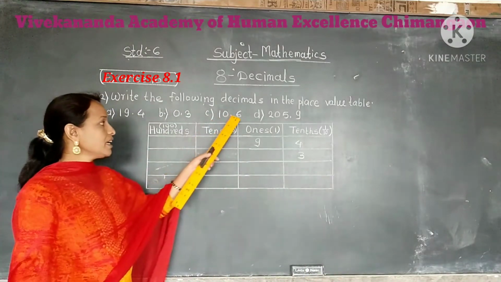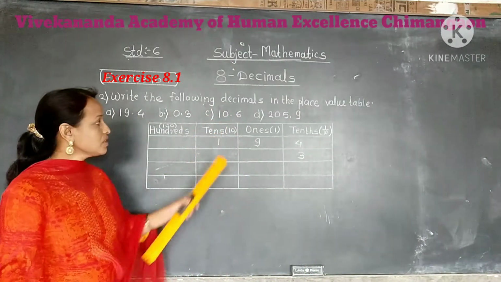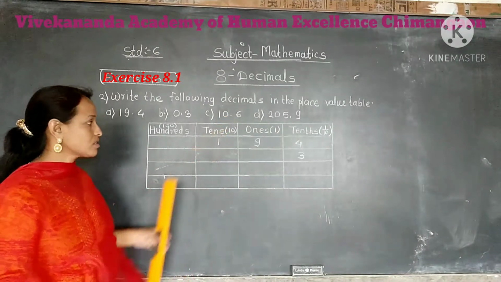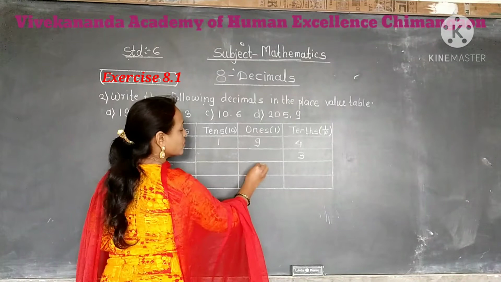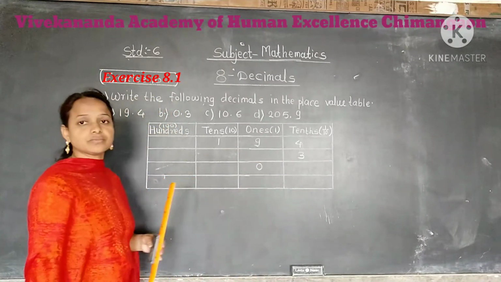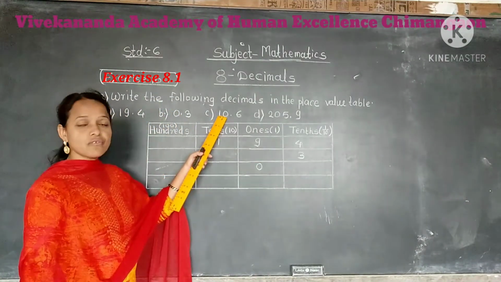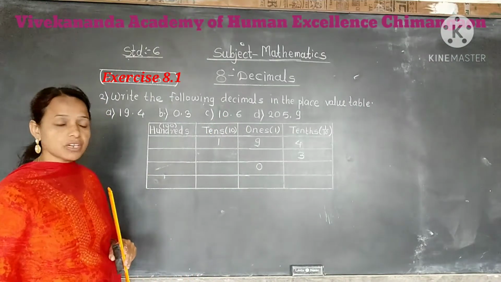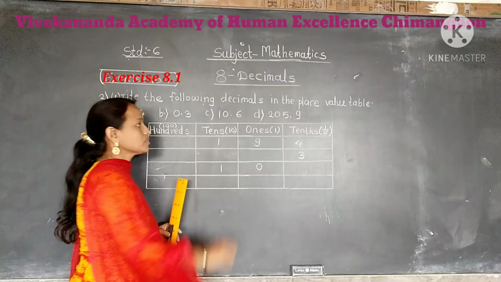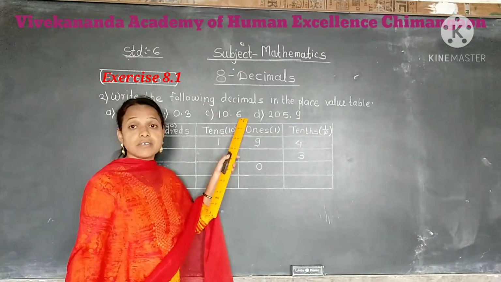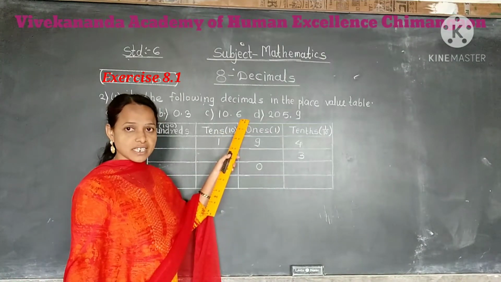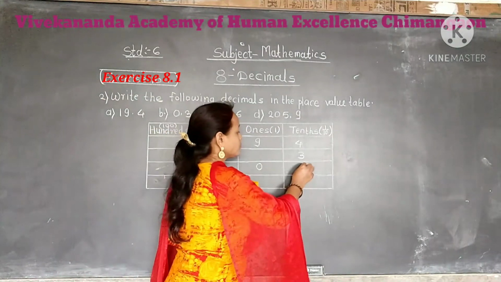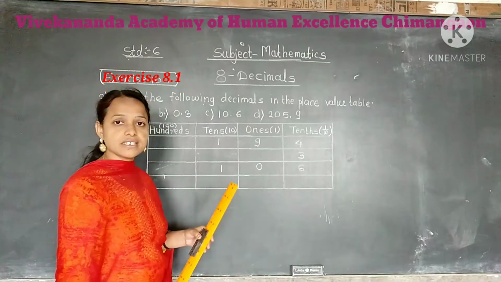Next number 10.6. Here the place value of digit 0 is ones, so we write digit 0 in the ones column. The place value of 1 is tens, so we write digit 1 in the tens column. And the place value of 6 is tenths, so we write digit 6 in the tenths column.